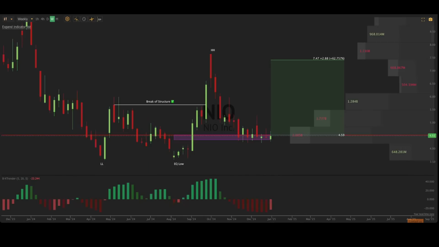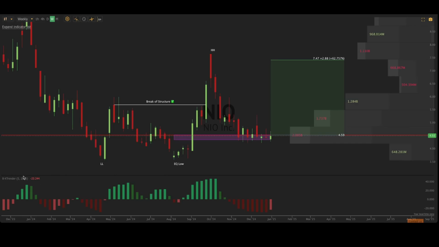So, a quick update on NEO. Since we have the new BX Trender settings up, you can see that price has been consolidating on that smart money zone for close to 4 weeks. And now using our old settings of 220, 222, we were seeing higher lows and the BX actually turning green.